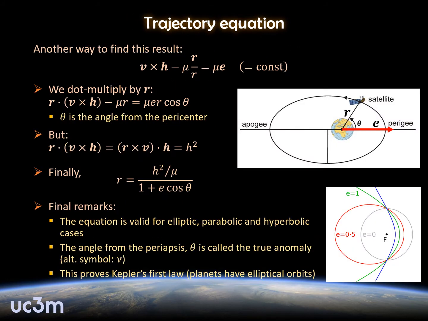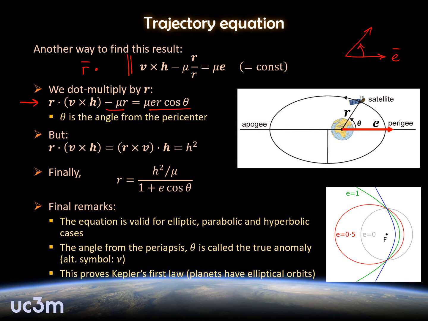A different but faster route to the trajectory equation is to use the eccentricity vector that we introduced in the last video. So remember that this is a vector that is a constant of motion. So if we dot multiply this definition by r, we obtain the equation that you see over here. Clearly, this simplifies, and we have introduced the angle theta as the angle between the e vector and the r vector.